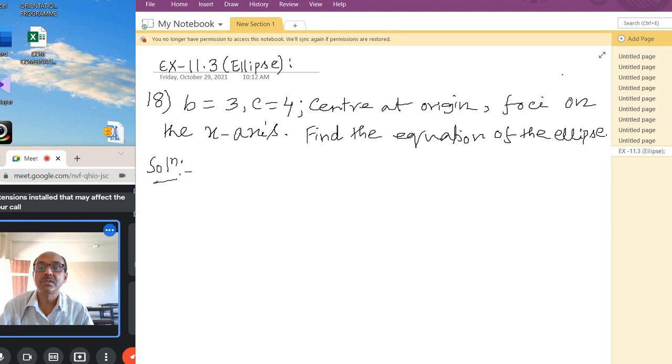Okay. So focus on the x-axis means the equation is of the form... No, the major axis is on the x-axis. So major axis on the x-axis.